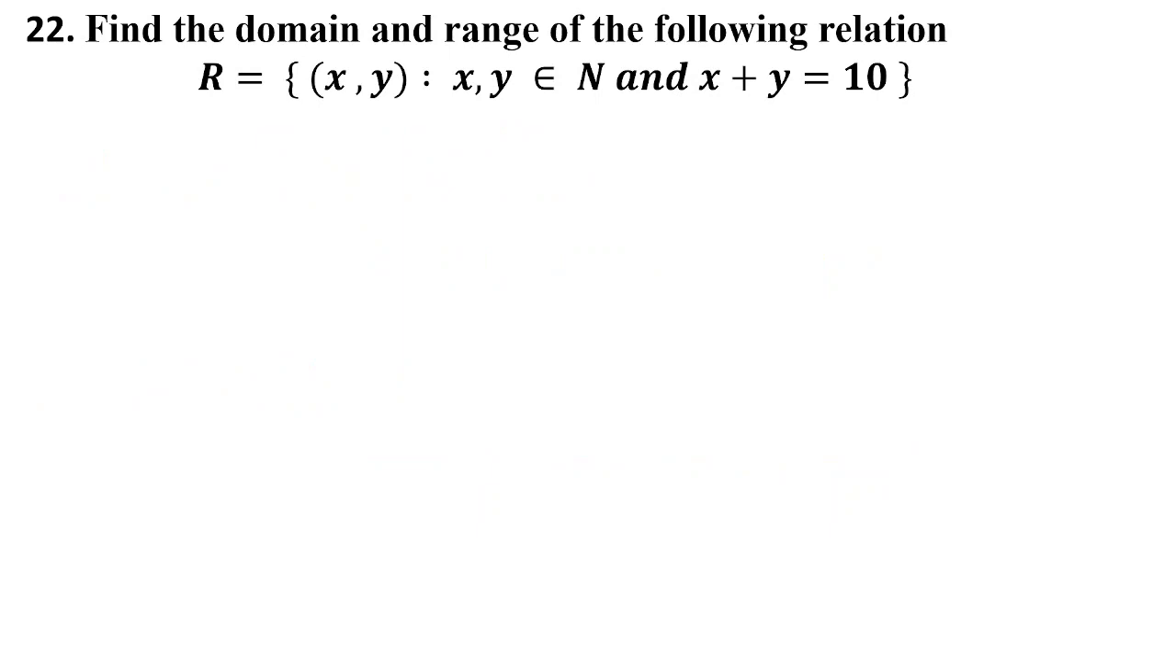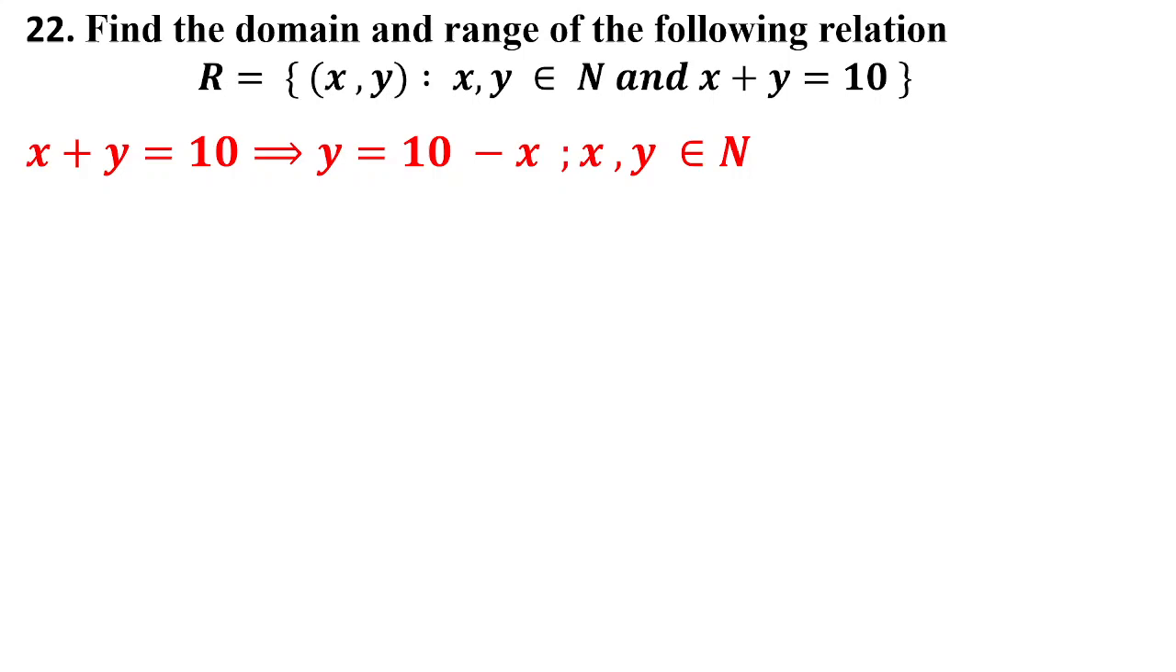Go to question number 22. We have to find the domain and the range. For this, what you have to do? You have to find the value of x and value of y for the given range. That is, x plus y is equal to 10, but x plus y should be a natural number. Therefore, we got that y is equal to 10 minus x. Both x and y are natural numbers.